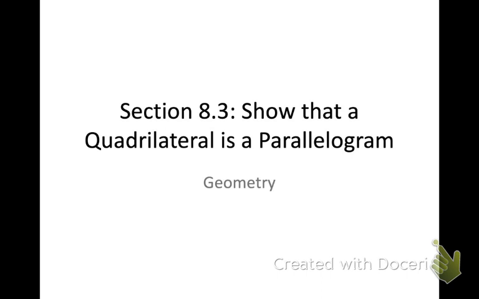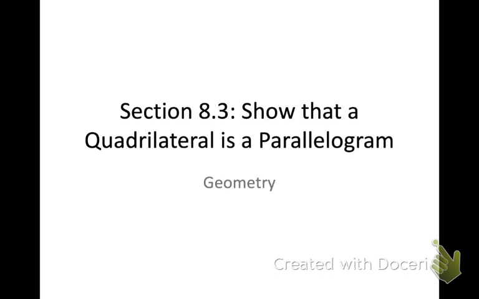Okay, so the goal for today is that we want to show that a quadrilateral is a parallelogram. Well, back in section 8.2, again, we said that the definition of a parallelogram is that it's a quadrilateral with two sets of opposite parallel sides. And because of that, we know opposite sides are congruent, opposite angles are congruent, consecutive angles are supplementary, and diagonals bisect each other. So if I wanted to prove that a shape is a parallelogram, I should show these things.